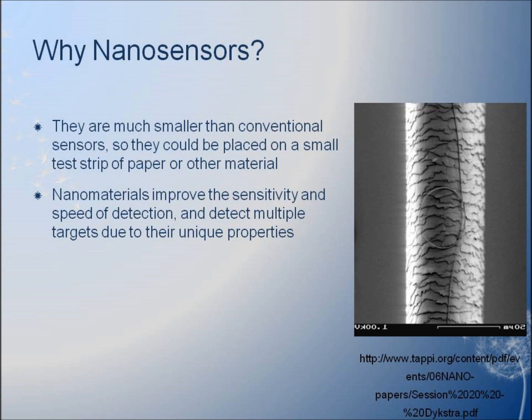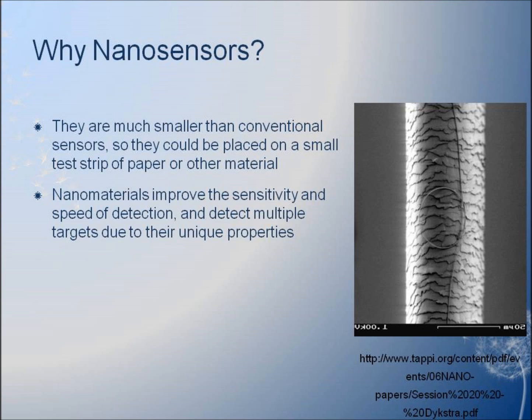So another question you may have is why nanosensors? Nanosensors are much smaller than conventional sensors, so they could be placed on a small test strip of paper or other material. Nanomaterials improve the sensitivity and speed of detection and detect multiple targets due to their unique properties. As you can see on the right hand side is an image of a human hair, and on top of that is a nanowire curled into a loop. So that gives you an idea of how small the nanosensors can be.